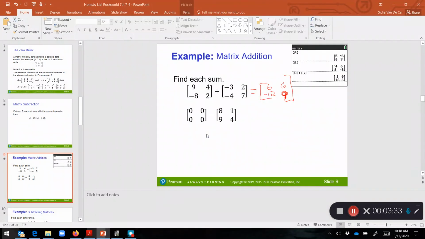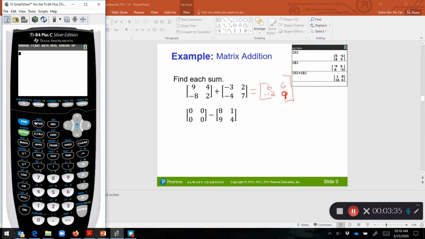Okay, now let's see how we would do that on our calculator. So I would go over to the key here that says matrix. We're going to hit second and the inverse key to get to the matrices. I want to edit matrix A. I want it to be a 2 by 2 matrix because I have 2 rows and 2 columns in each of those.